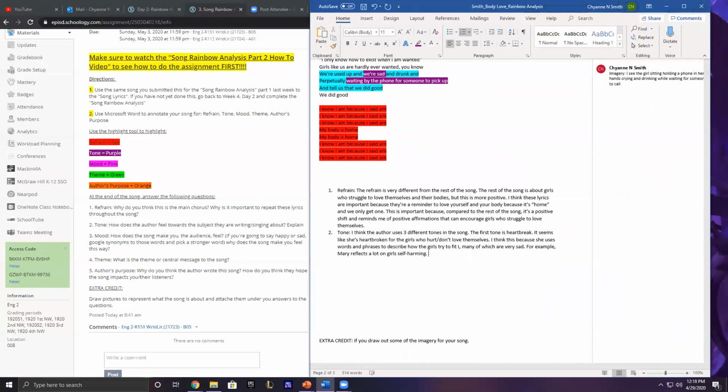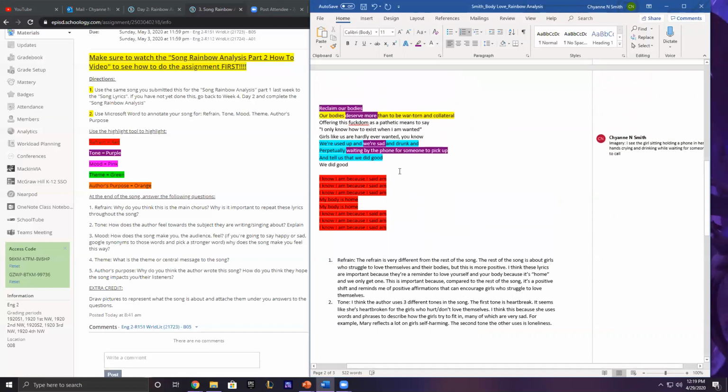So just to recap, I wrote the first tone is heartbreak. It seems like she's heartbroken for the girls who hurt or don't love themselves. I think this is because she uses words and phrases to describe how the girls try to fit in, many of which are very sad. For example, Mary reflects on a lot of girls self-harming. All right, so the second tone I saw was loneliness. So I would put that the second tone the author uses is loneliness.